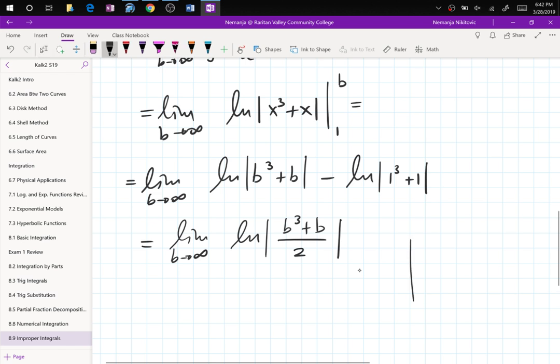And now we take a look at the graph of ln, and we see that as x goes to infinity, y also goes to infinity, right? So we say divergent. Divergent because the answer is infinity.